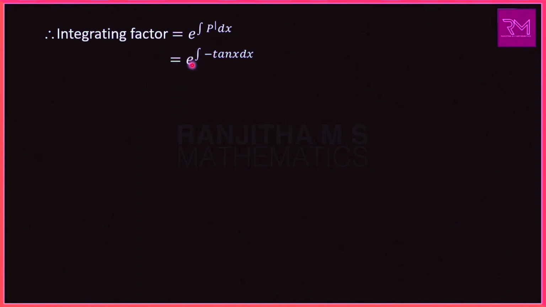Here take minus outside the integration. We know that integration of tan x is log of secant x. Therefore, we get exponential power of minus log of secant x. Here this is of the form n log m. So we get log of secant power minus 1 x, that is secant inverse. So if we take that secant inverse to the denominator, that becomes 1 by secant x. Here exponential log gets cancelled, remaining is 1 by secant x. We know that reciprocal of secant x is cos x, therefore we get cos x. This is the integrating factor.